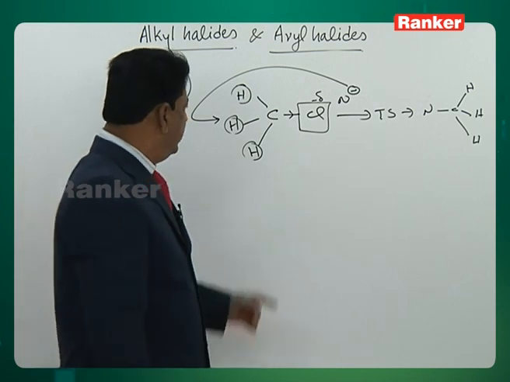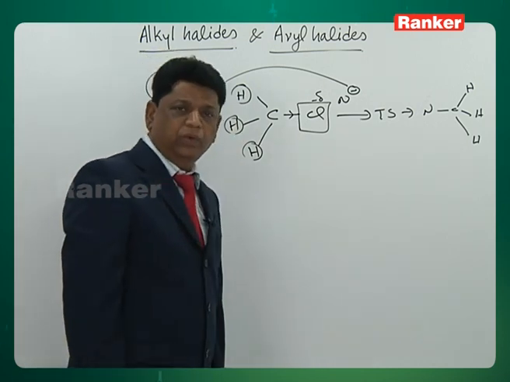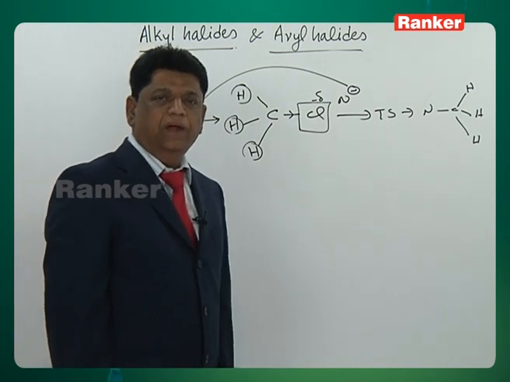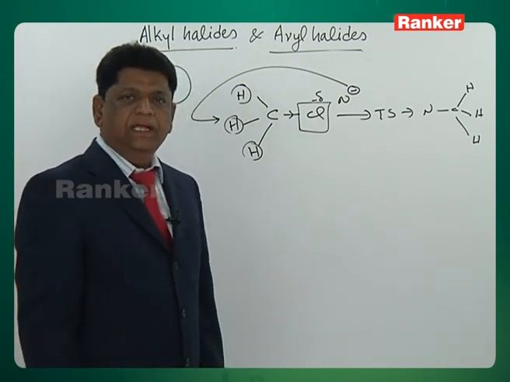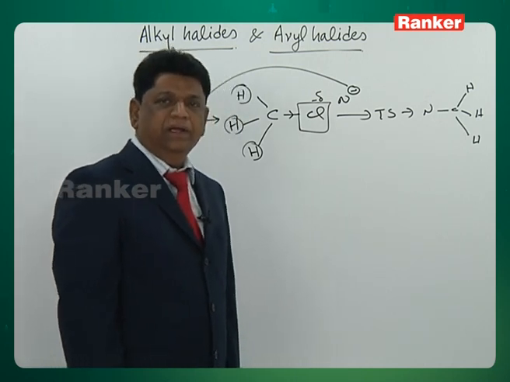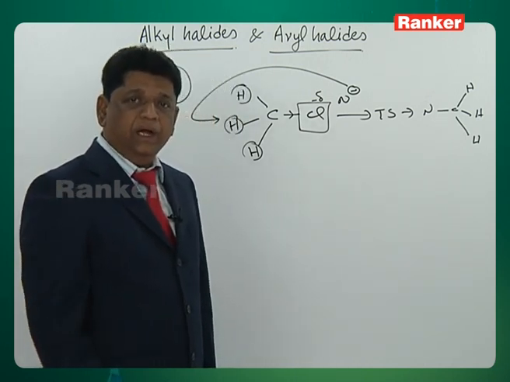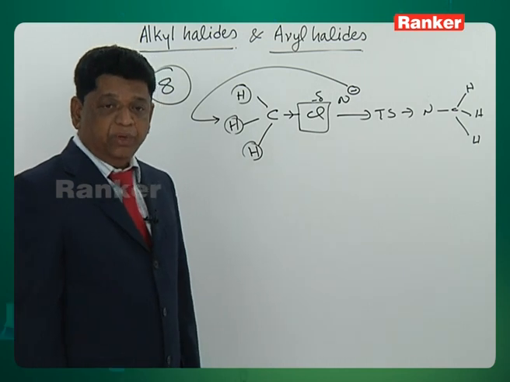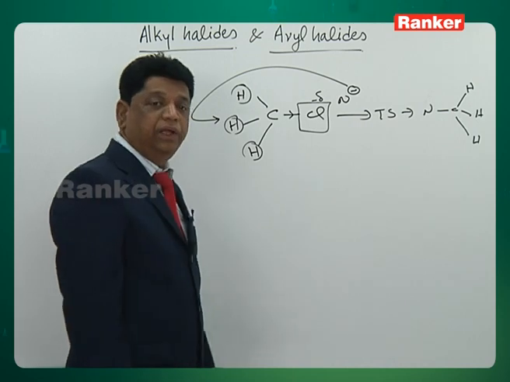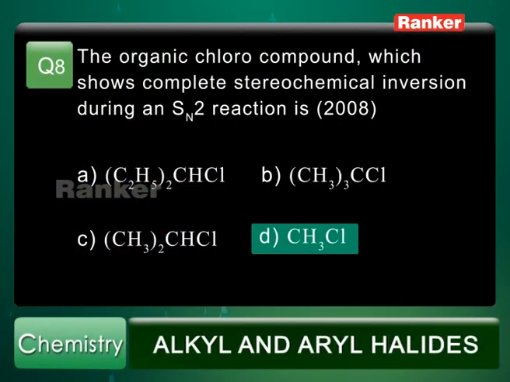This is possible when all the groups attached to the carbon where the halogen is there are small. As the size of the groups increases, the back attack or rear attack is not possible. It will undergo first ionization and then undergoes an SN1 type of reaction. So in an SN2 reaction, essentially the size of the groups should be smaller. So the option goes to D.